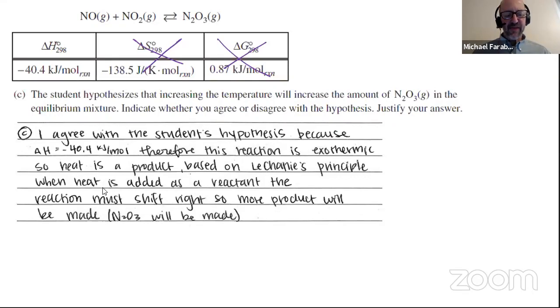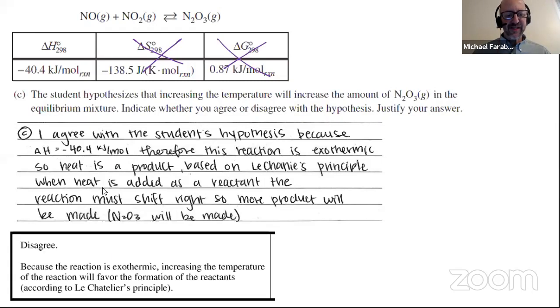So I like what they said about the exothermic part, but unfortunately they should have said disagree. Okay, so heat is not added as a reactant. That's the part that kind of messed them up. Exothermic means we have heat over here. And so if we add more heat by raising the temperature, then it's going to shift toward the left, not toward the right. So again, be careful with your answers to questions that deal with Le Chatelier's principle, and be careful with endothermic and exothermic. I don't want you to fall into the mistake that this particular student made on a question like this.